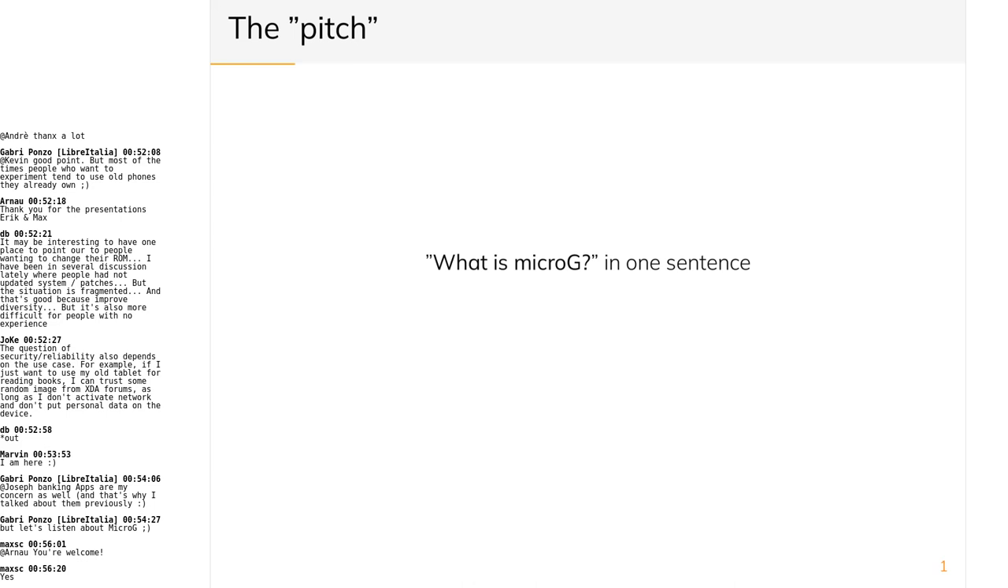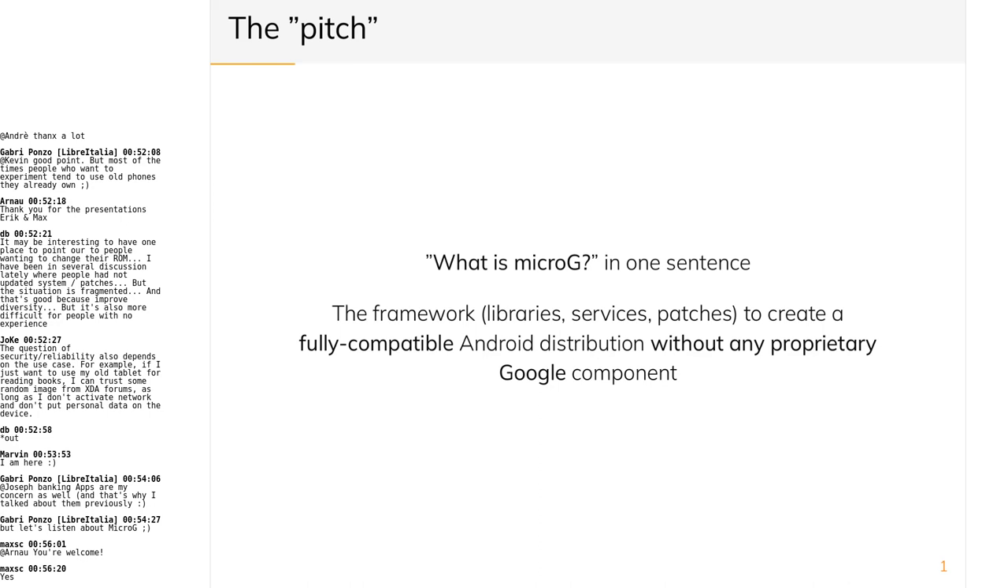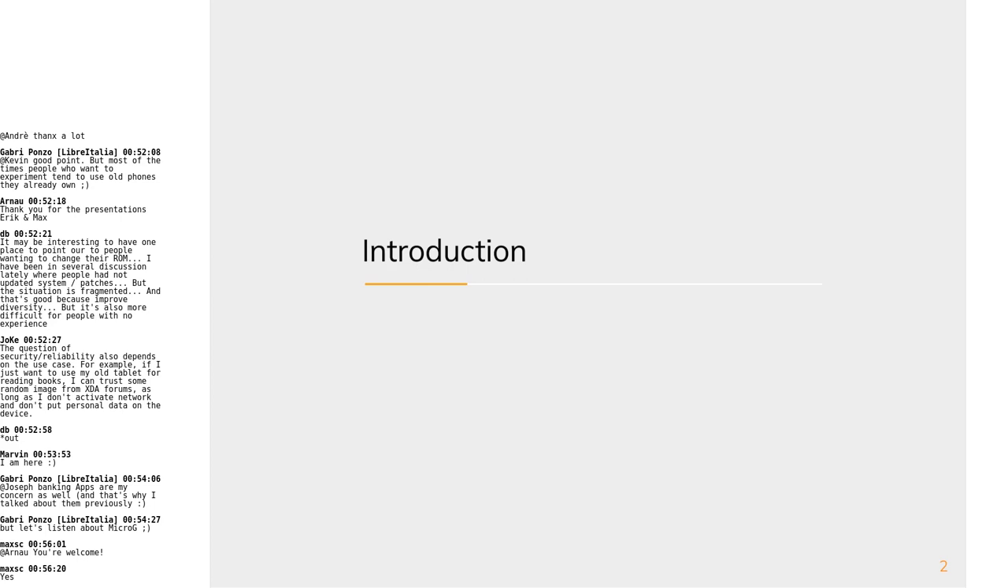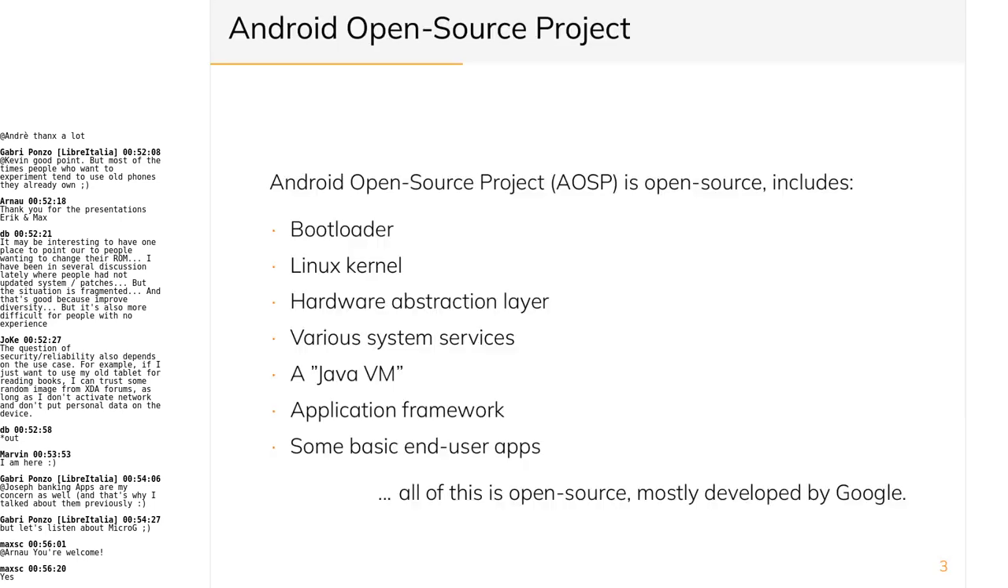So the pitch sentence that at some point I brought up to describe what microG is: it is the framework consisting of libraries, services, and patches to create a fully compatible Android distribution that comes without any proprietary Google component. So that's just the pitch, but now we want to understand what that actually means. So I'm going a few steps back and looking into what Android actually is.